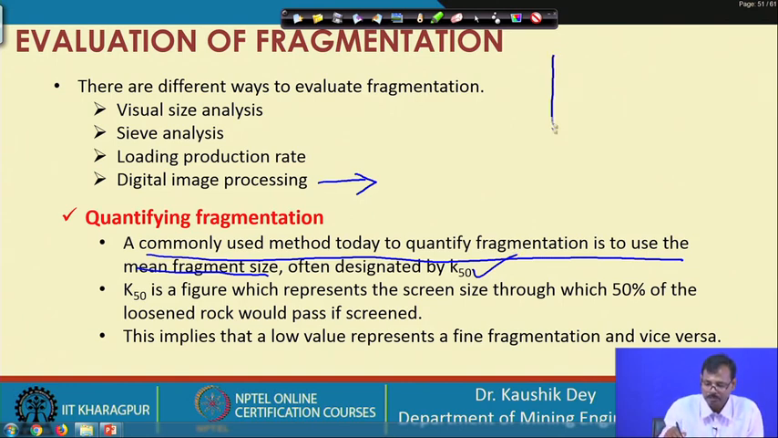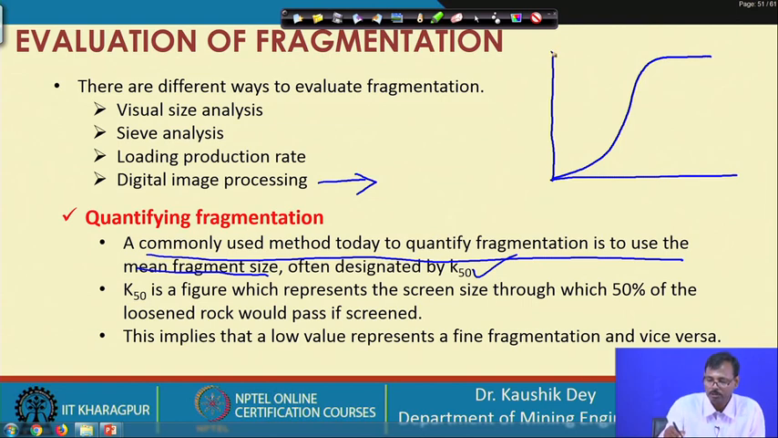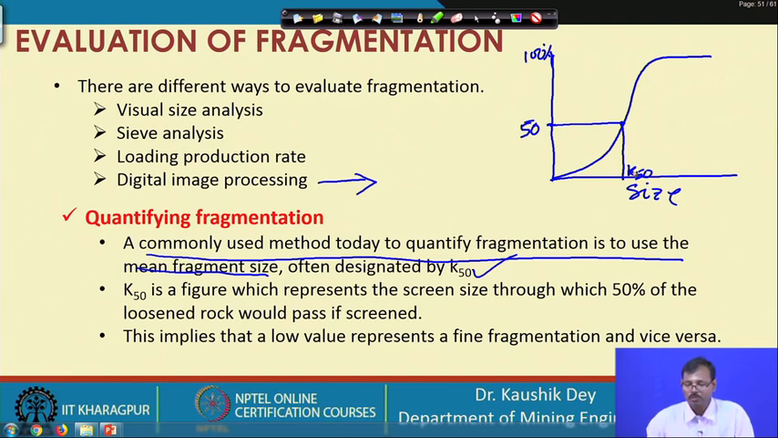Say this is the material, this is the cumulative mass, this is the size, and say this is the 50%. So, this is basically the average fragment size.